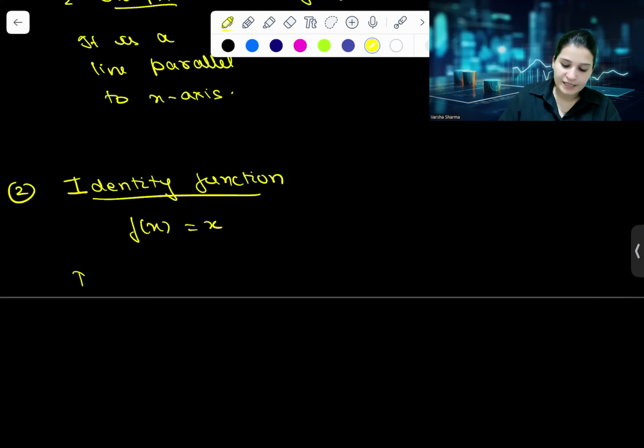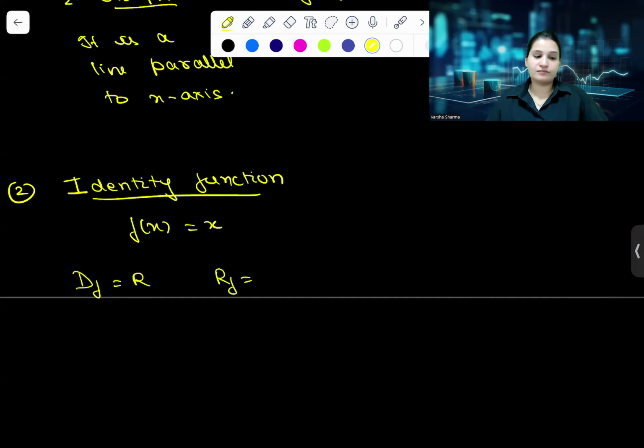So what will be the domain here? All real numbers. What will be the range? All real numbers. Again, all real numbers. Whatever I put in the domain, the same thing will be my range also.